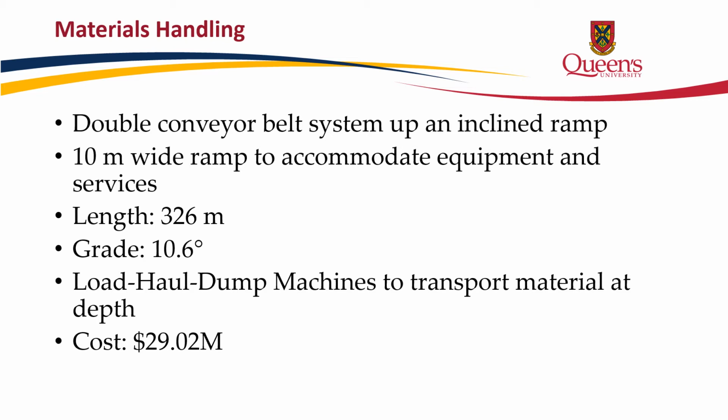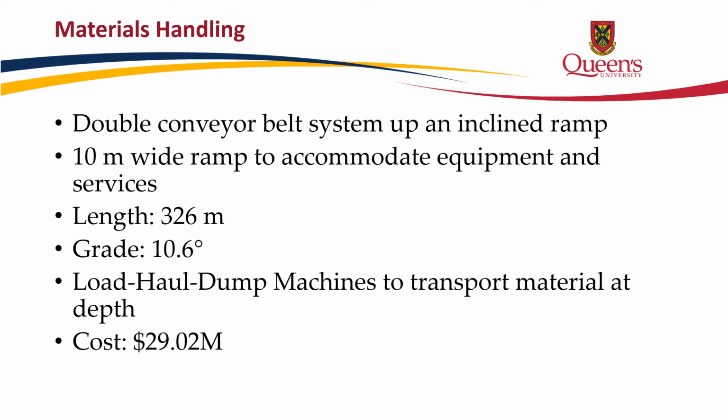As a large conveyor system has a capacity of 3,629 tons per day, 2 will be necessary to handle the maximum milling capacity of 6,000 tons per day. The ramp will have a total length of 326 meters, assuming it is driven through the minimum overburden of 60 meters. The ore will be initially handled by load haul dump machines, where it will be extracted from the stope and brought to the main ramp access point.